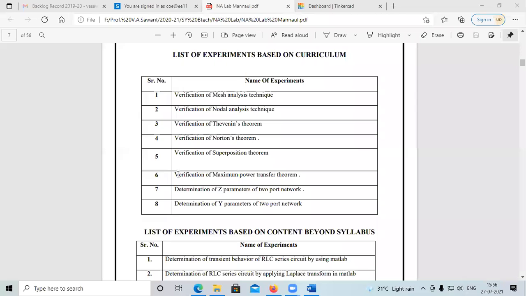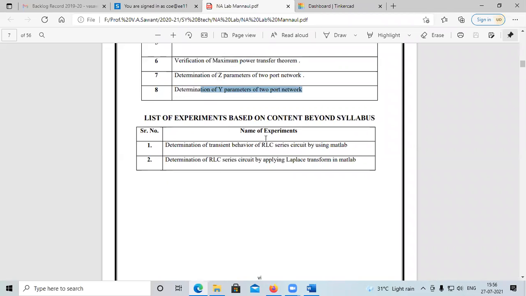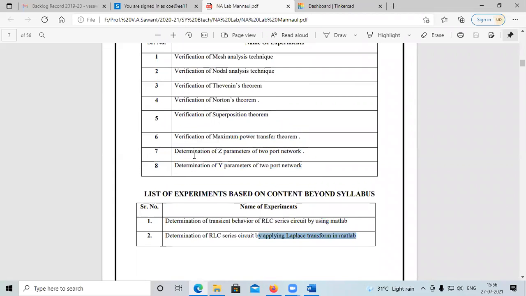Okay, so this is the list of experiments: verification of mesh analysis, verification of node analysis technique, verification of Thevenin's theorem, verification of Norton's theorem, verification of superposition theorem, then maximum power transfer theorem. And these two practicals are related to two-port network, that is determination of Z parameter of two-port network and determination of Y parameter of two-port network. Then these are the other two practicals, that is RLC series circuit by using MATLAB and RLC circuit by applying Laplace transform in MATLAB. So we will conduct only 8 experiments, out of the above.